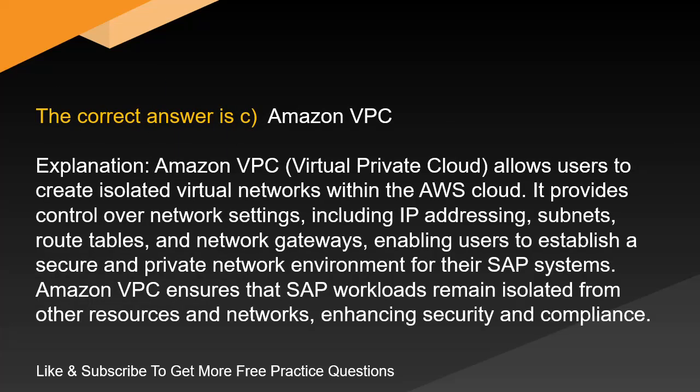The correct answer is C. Amazon VPC. Explanation. Amazon VPC, Virtual Private Cloud, allows users to create isolated virtual networks within the AWS cloud. It provides control over network settings, including IP addressing, subnets, route tables, and network gateways, enabling users to establish a secure and private network environment for their SAP systems. Amazon VPC ensures that SAP workloads remain isolated from other resources and networks, enhancing security and compliance.